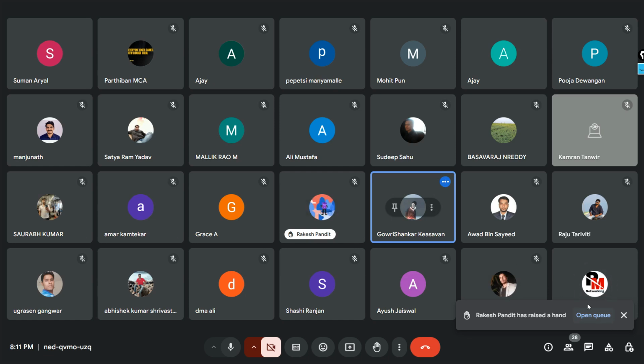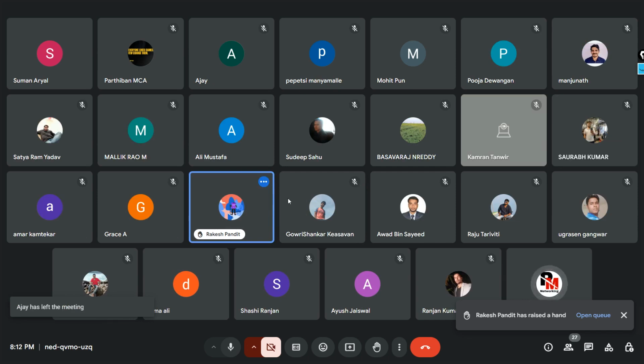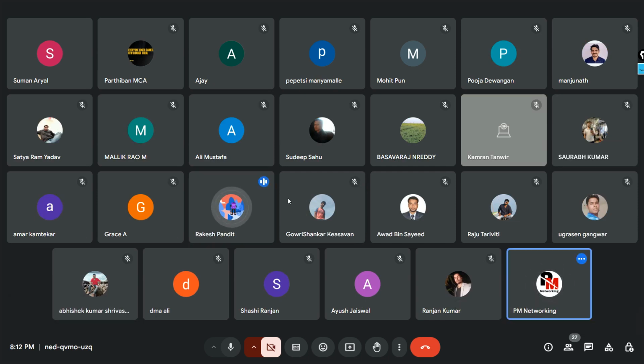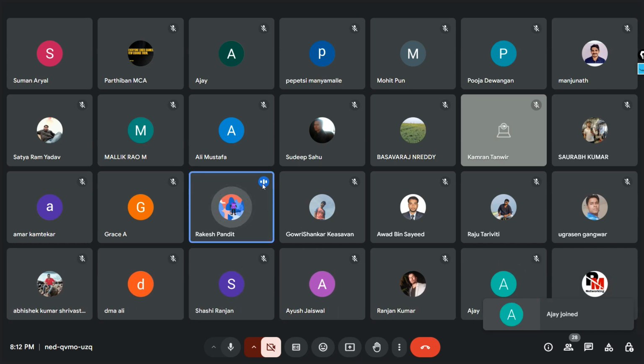Yes, Rakesh. Where have we mentioned that? Lab support or lab access? I think both are different. What do you think? No, no. Yeah.